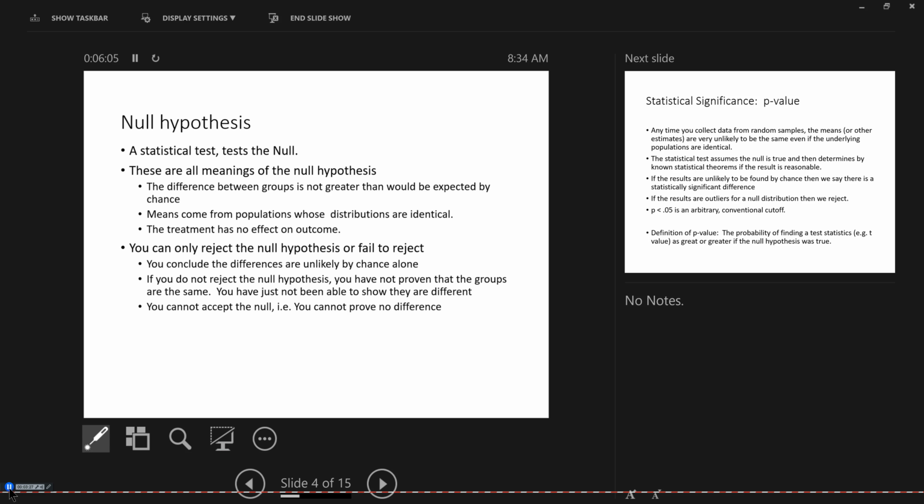Null hypothesis, no difference. A statistical test tests the null. And this is a thing we've got to remember. We're not testing the alternative, or the true difference. We are not determining if there is a true difference. We are determining if the null hypothesis is true. So getting a p-value of any value gives you no information about the alternative. We're going to see why that is in a second.